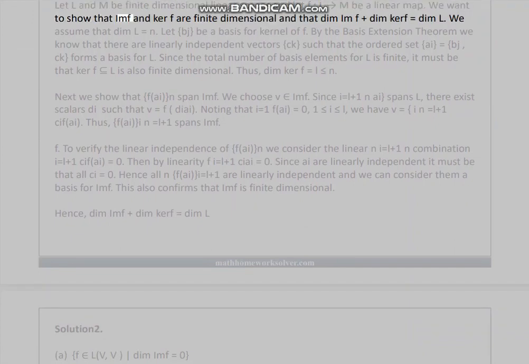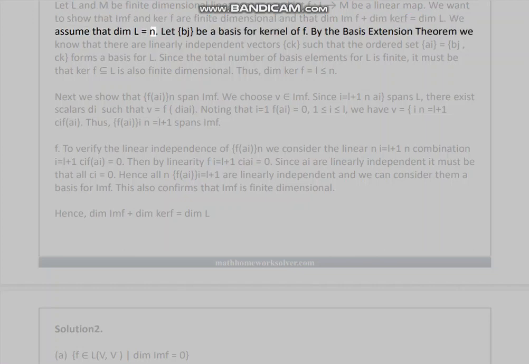Solution 1. Let L and M be finite-dimensional linear spaces and let F: L → M be a linear map. We want to show that Im F and Ker F are finite-dimensional and that dim Im F plus dim Ker F equals dim L. We assume that dim L equals N.